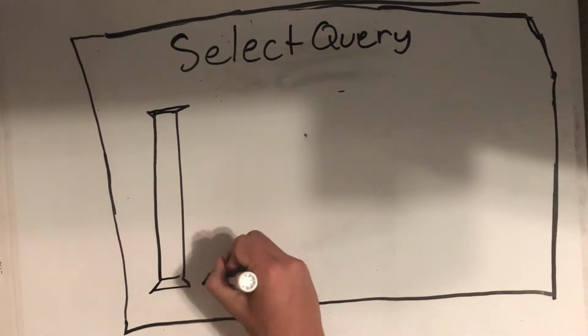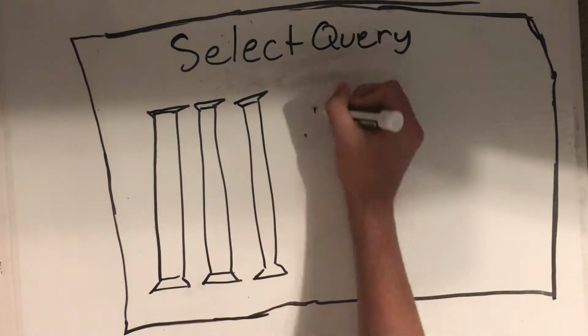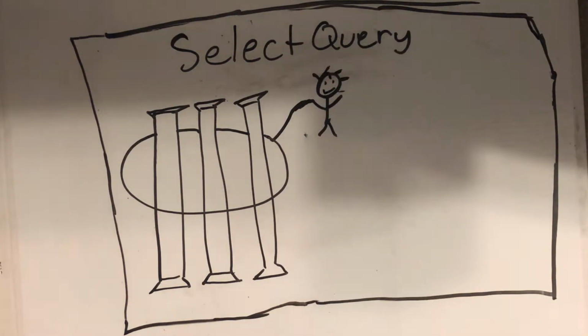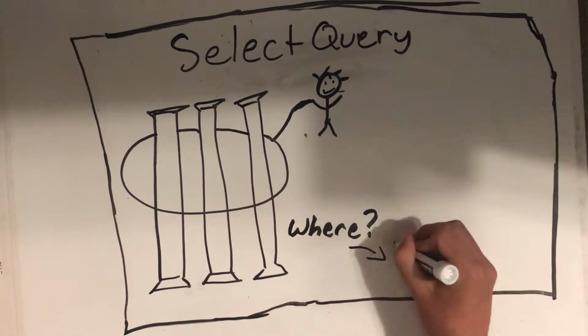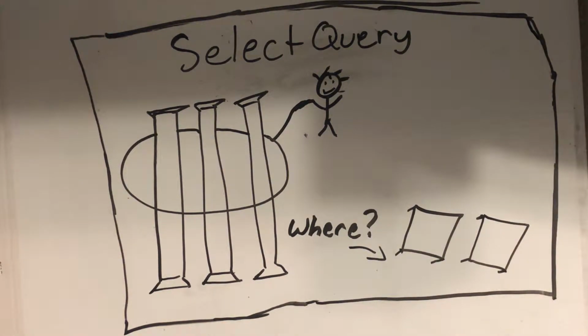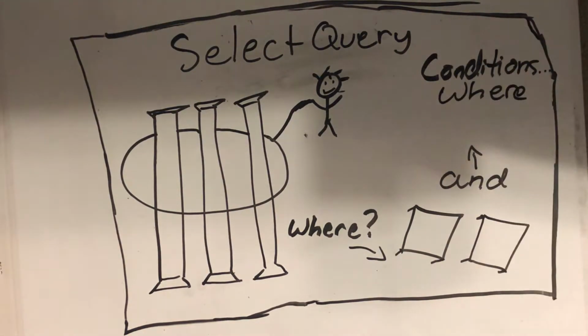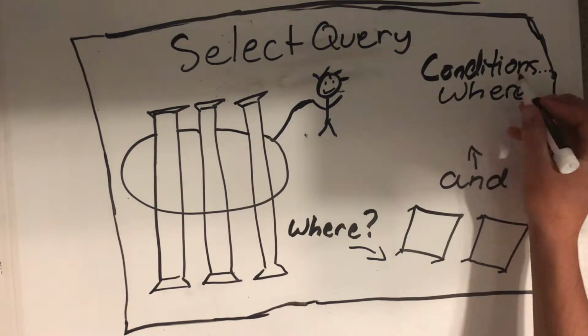How to form a proper select query involves three main things. You need to know the columns you want to retrieve, the tables to retrieve the columns from, and conditions, if any, that the data must satisfy.